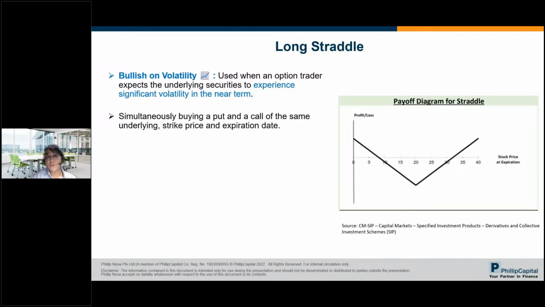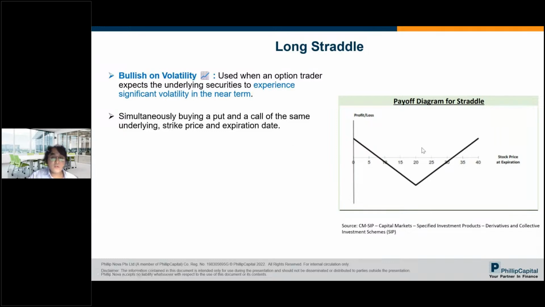I'll focus on the long straddle strategy because it could be a bit more relevant in today's environments. It is what we call a bullish on volatility strategy, and it is typically used when we expect the underlying securities to see significant volatility in the near term. We execute this strategy by buying a put and a call with the same underlying, strike price and expiration date.